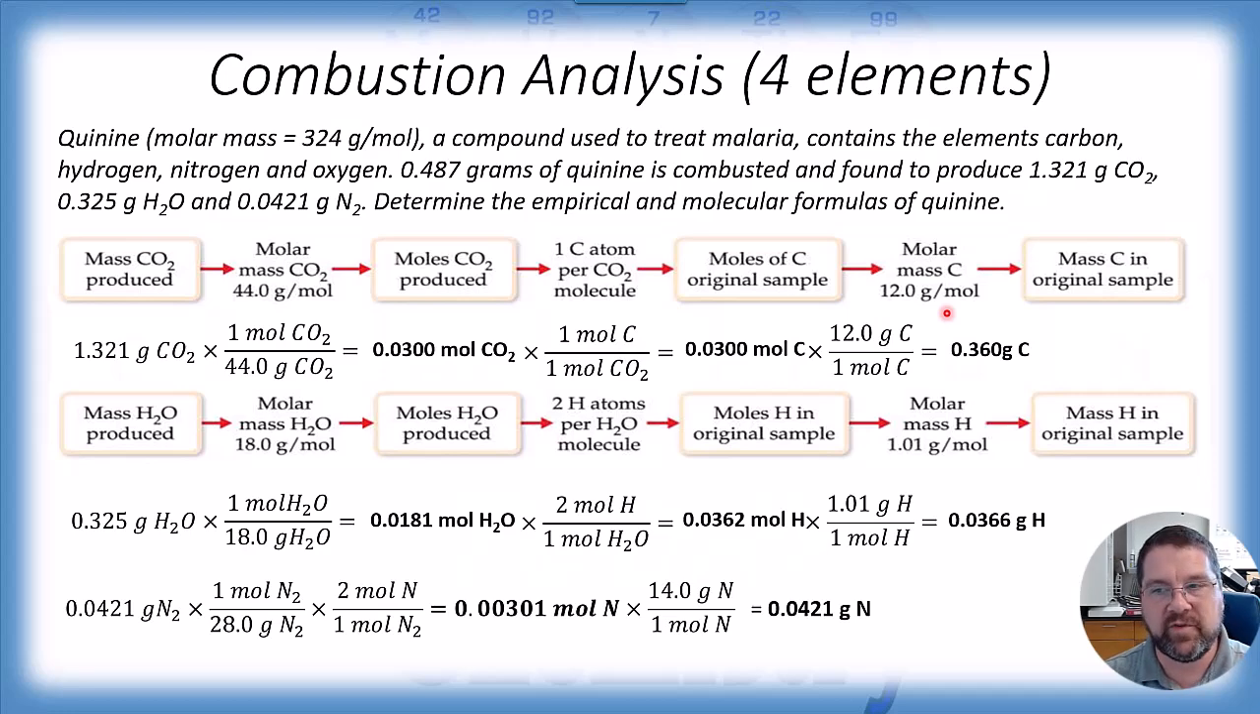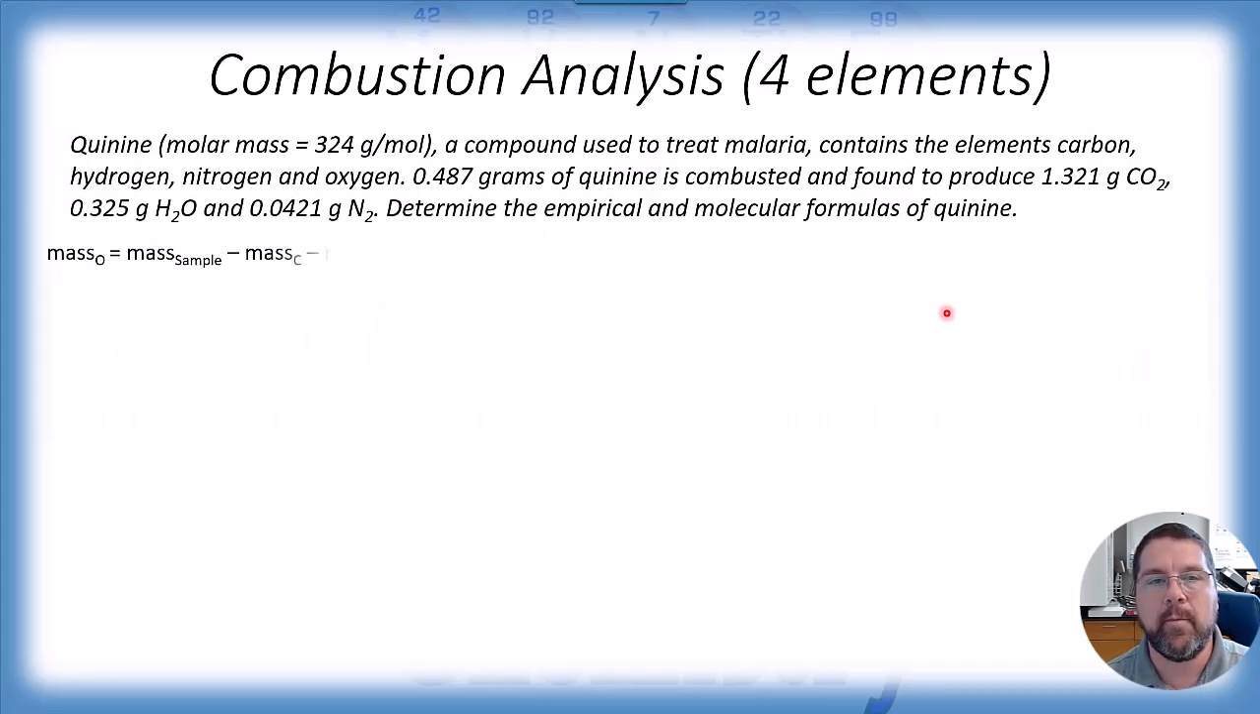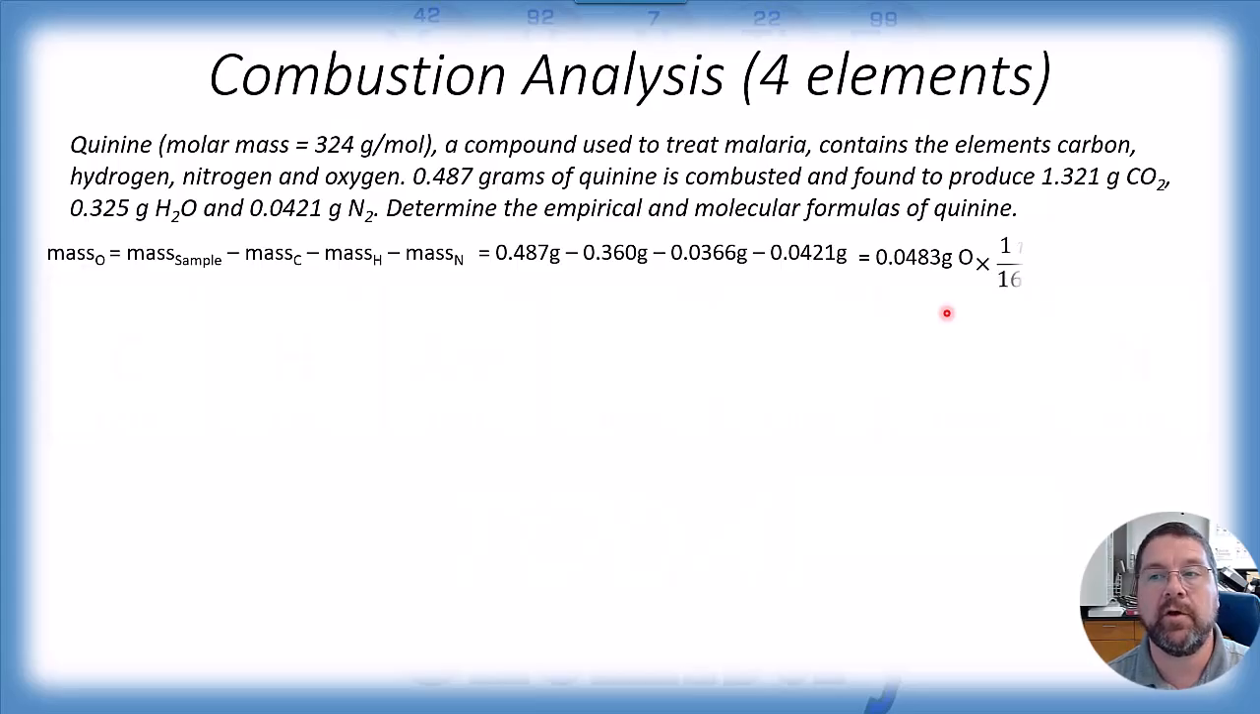Now that we have the grams of nitrogen, we can, by subtraction, get the mass of the oxygen that's present. So 0.487 grams, that was the total sample mass of quinine, minus 0.360 grams of carbon, minus 0.0366 grams of hydrogen, minus 0.0421 grams nitrogen, for a grand total of 0.0483 grams oxygen, which if we convert to moles, because we're going to need that to determine the empirical formula, comes out to 0.00302 moles oxygen.